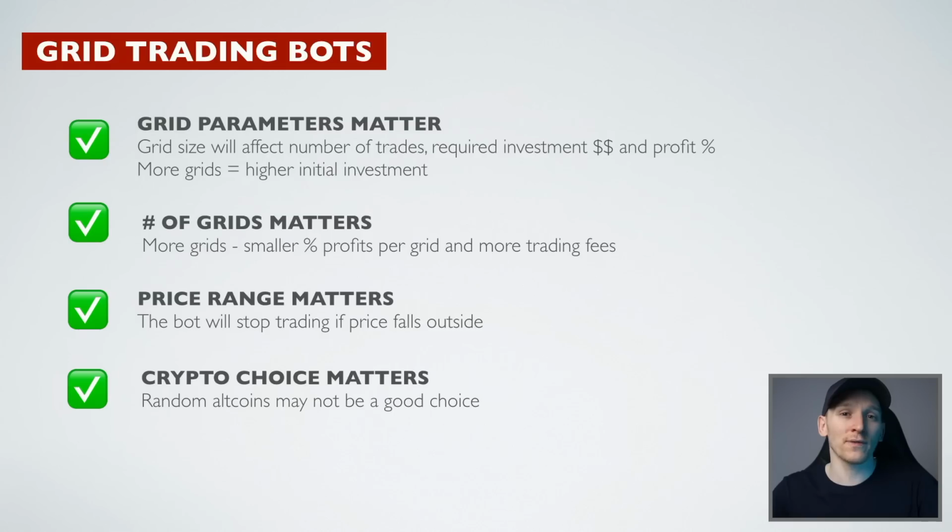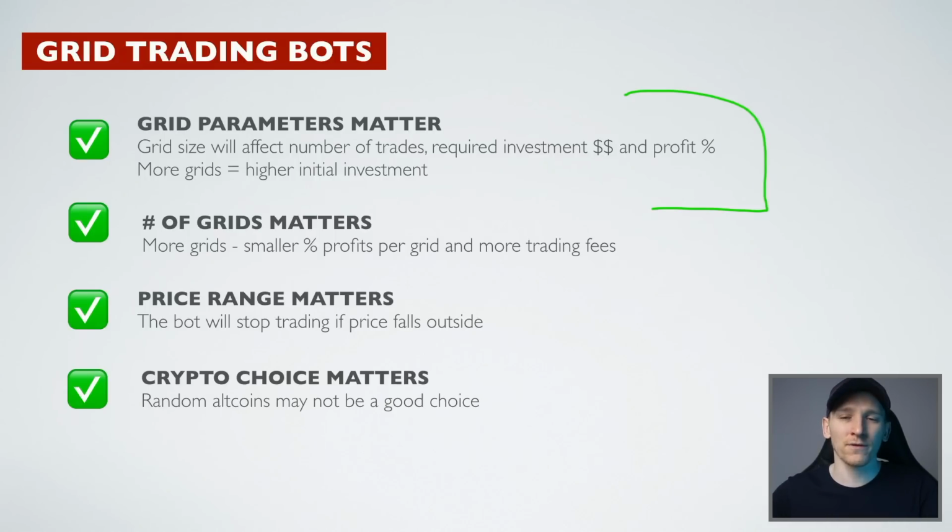There are some things to consider with grid bots because they are just a tool and they can't make a bad trade good. The first one is grid parameters do matter. So if you have a very wide grid from top to bottom, you are spreading your capital out very thin. That may not be good for a shorter term trade. You may want to concentrate it and you may want the grids to be a certain distance.